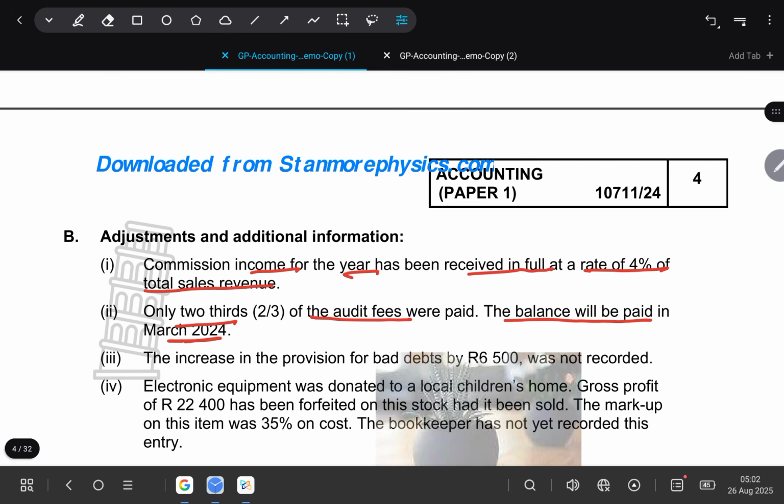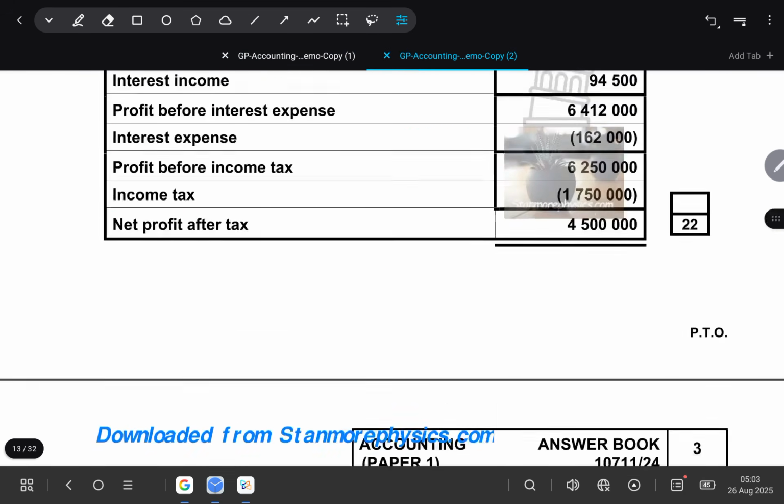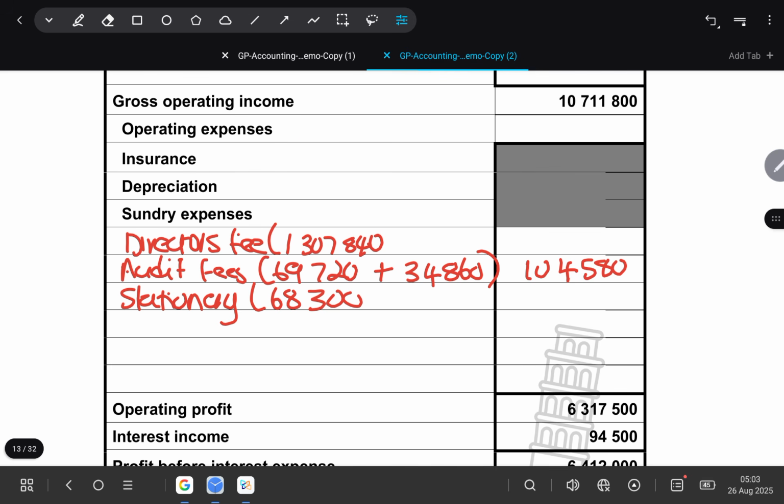The next, they are saying that increase provision for bad debts by 6,500. So once provision for bad debts increases, it means that the provision for bad debts adjustment will be recorded as an expense. So we will go to our information and say under expenses we would have provision for bad debts adjustment. And then remember the buy figure, I said you take it straight to the final box of the income statement.